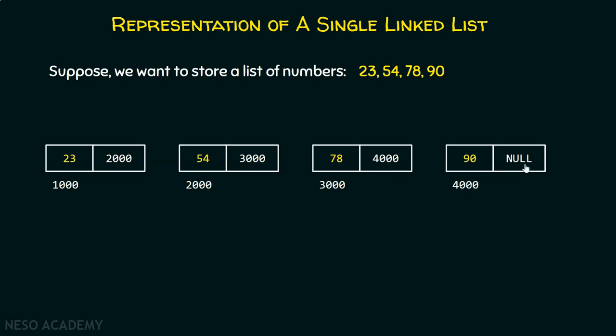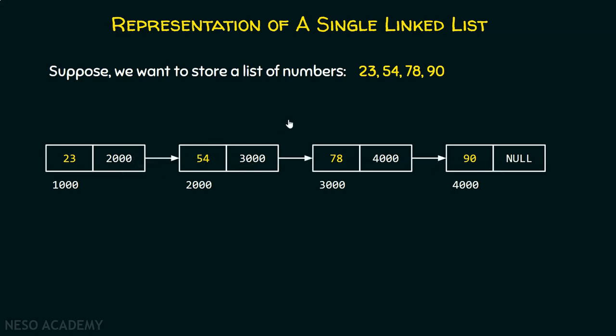And the last node contains null, which means it is not containing any address. It will simply not point to anything, and it indicates that this is the last node, right? So basically, with the help of the link part of the node, we can reach the next node of the list. I'm representing the link between these nodes using these arrows.